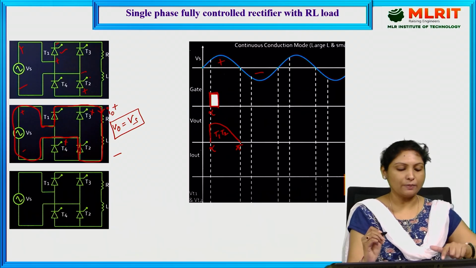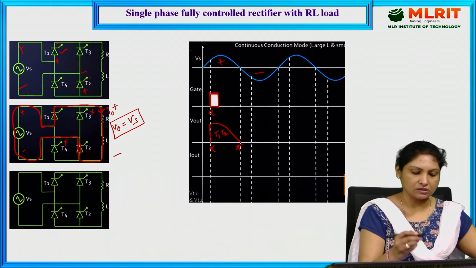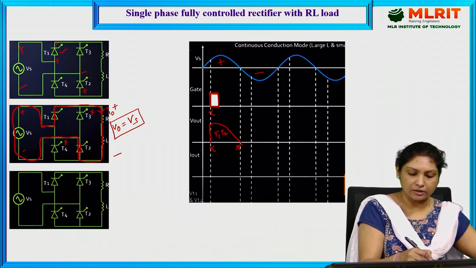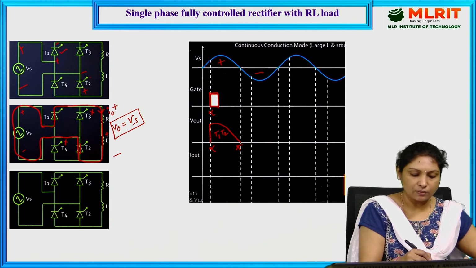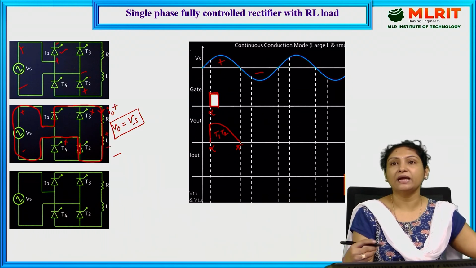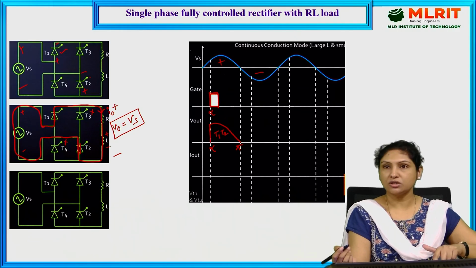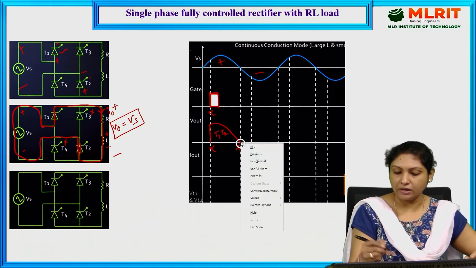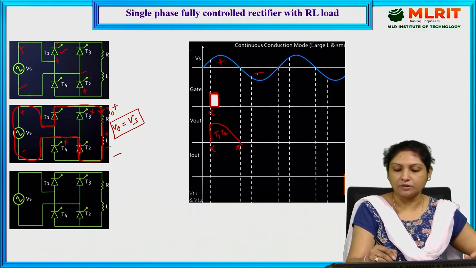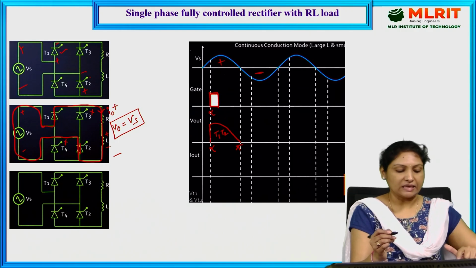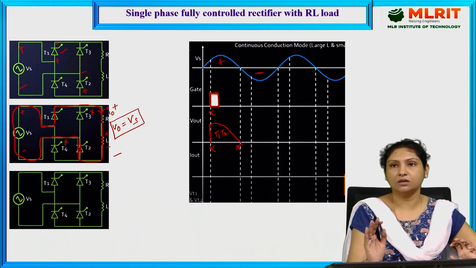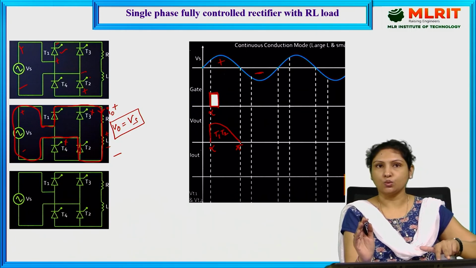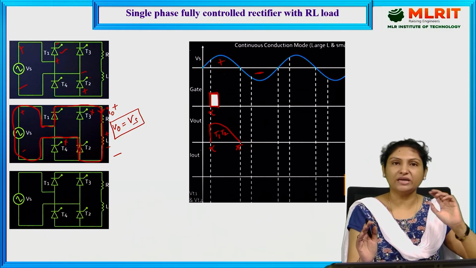But here we are making use of an inductive load. When the load is conducting current, at that instant the inductor will be charging, because an inductor is an energy storage element. And the moment it reaches pi, what happens? The negative half cycle appears, and during the negative half cycle, T1 and T2 actually need to be turned off because of the negative polarities across thyristors 1 and 2.